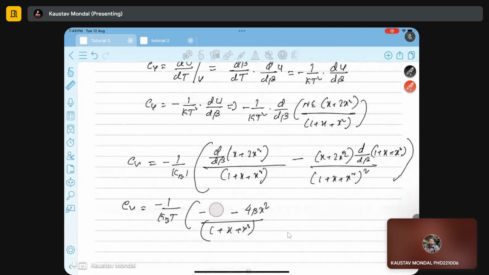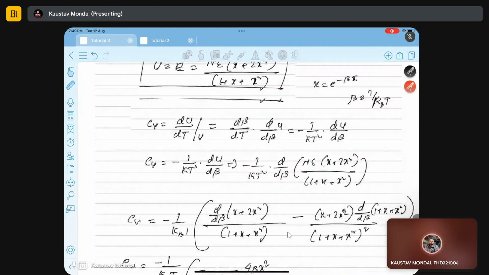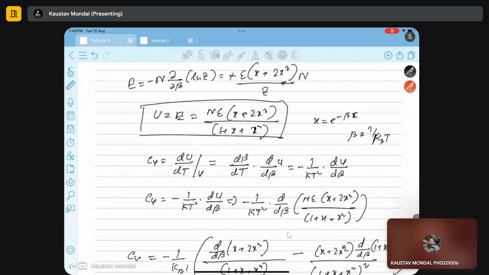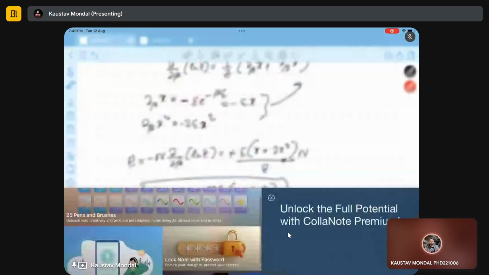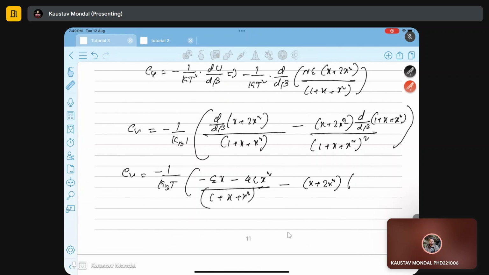So d x by d beta is simply minus epsilon x, and this is 4 epsilon x squared. The minus of this becomes x squared, d beta of x is minus epsilon x, minus 2 epsilon x squared, over (1 plus x squared) whole squared, right?